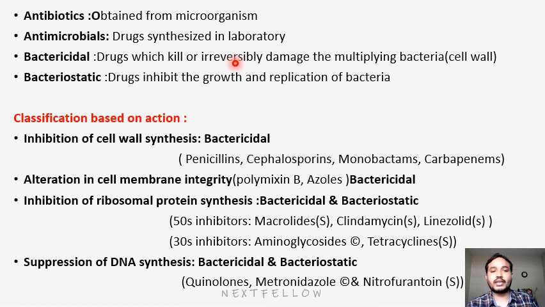Next will be the classification based on the action. First is inhibition of cell wall synthesis. Obviously, cell wall inhibitors are bactericidal. Examples of these bactericidal drugs are penicillins, cephalosporins, monobactams, and carbapenems. Next is alteration of cell membrane integrity. These are also bactericidal. Examples are polymyxin B and azoles.